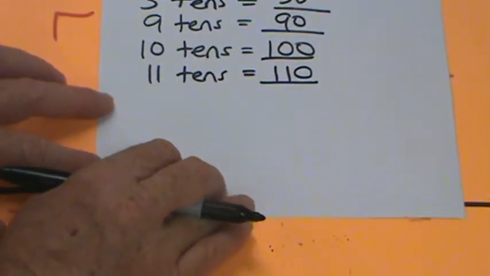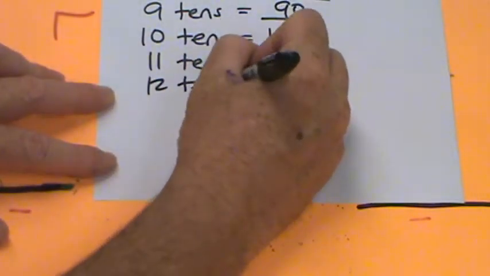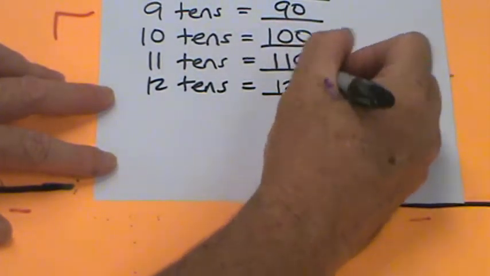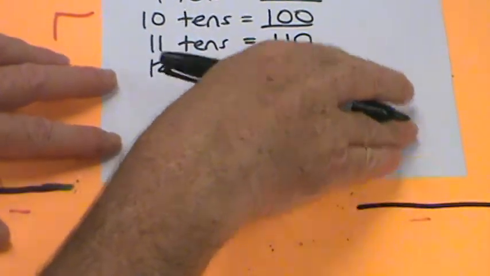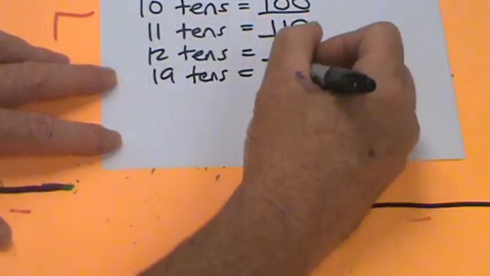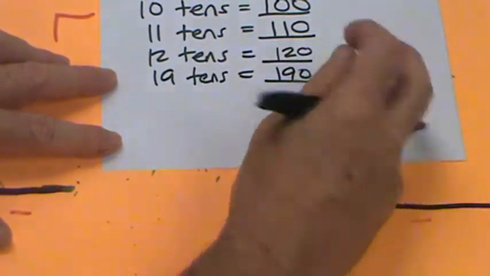Remember, we just say 110. Let's try 12 tens. Think about what it'll be. Maybe say it out loud. Yeah, 120. We continue on to 19 tens. It's a lot of tens, Mr. Leggett. But it's the same kind of pattern. 19 with a 0, 190.